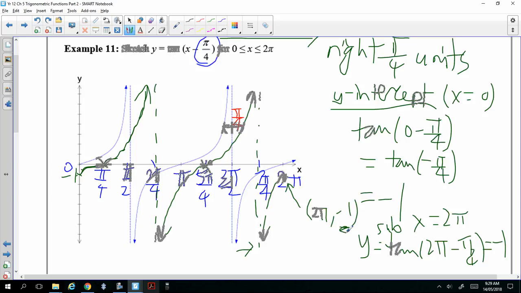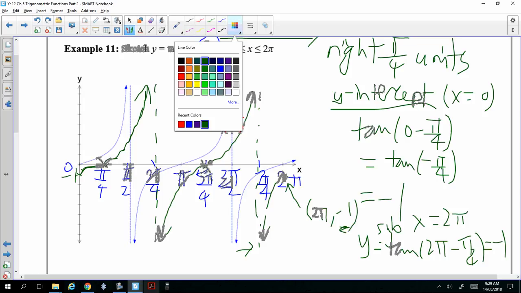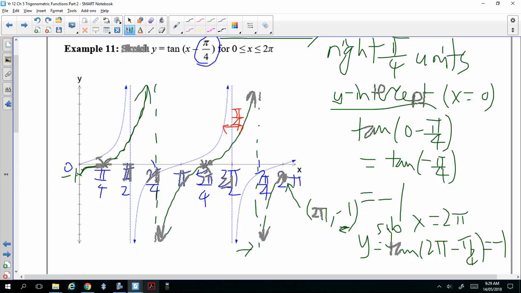Alright, done? All done? Yep. Yeah, you have to show it, see, -1. So you have to show the -1, the endpoints, where it starts and where it finishes. Yep. Okay, next question, tan 2x.